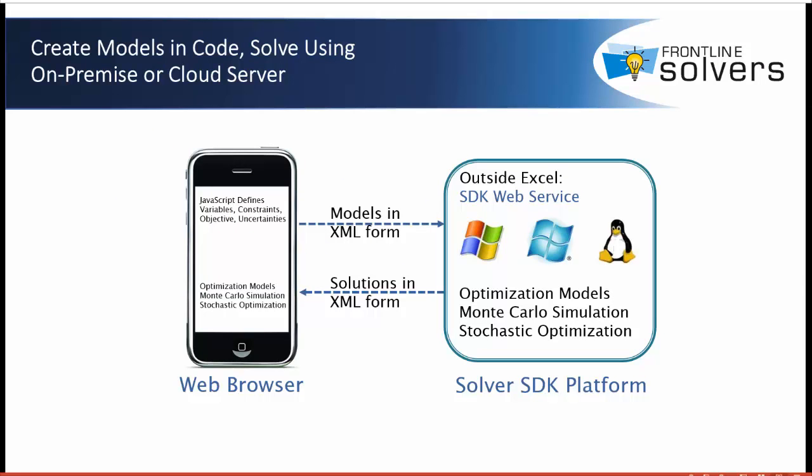In addition, you can have applications for mobile devices where you're solving an optimization or running a simulation model as part of your application. You can create models in code. You can send the model in XML format, solve it using on-premise or cloud server, and receive the solutions from the SDK in XML format. Let's look at an example of JavaScript code.